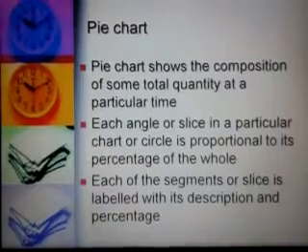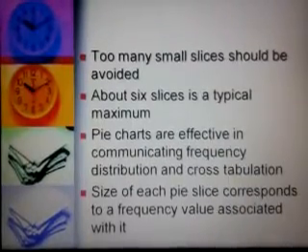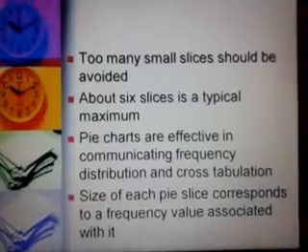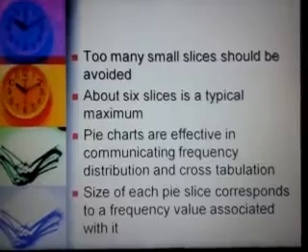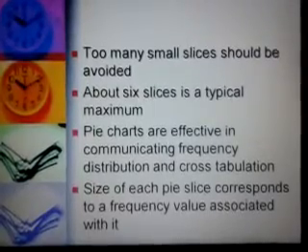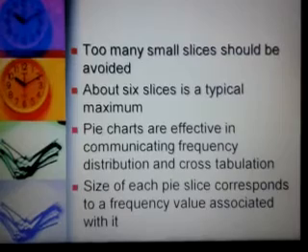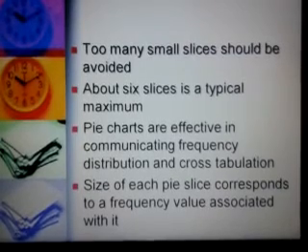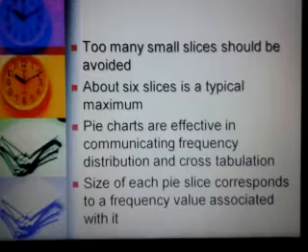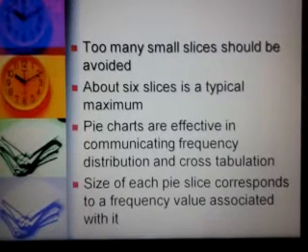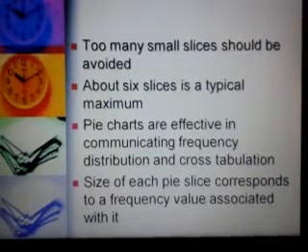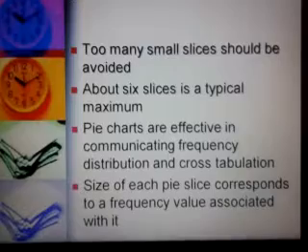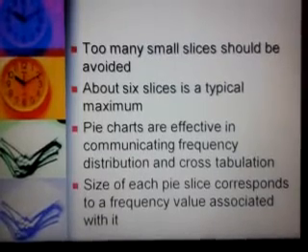Further, too many small slices should be avoided. It is standardized that there should not be too many small slices in a pie chart. About 6 slices is a typical maximum. So if we want to show the composition of a particular group and there are up to 6 subgroups, then this pie chart could be more useful. If the composition has more than 6 groups, then it should be avoided.